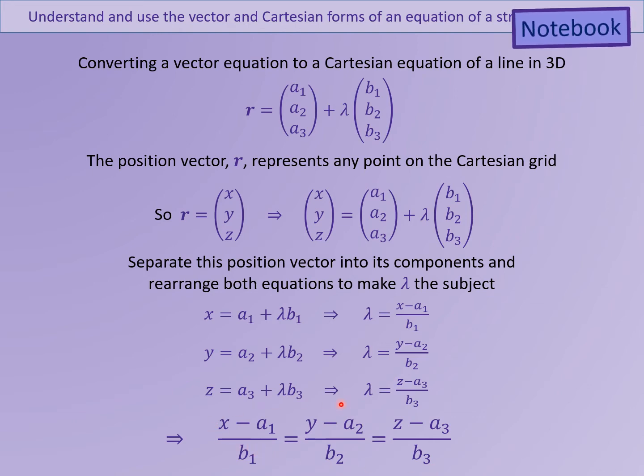So if a Cartesian equation is written in this form, we can fairly easily convert into vector form by simply reading off the values of a1, a2 and a3, remembering to change the sign, and reading off the values of b1, b2, b3 and putting those in there. We will look at the specific case where if the direction vector has a component of 0 for either b1, b2 or b3, there's a slight variation, but in general this will always work.